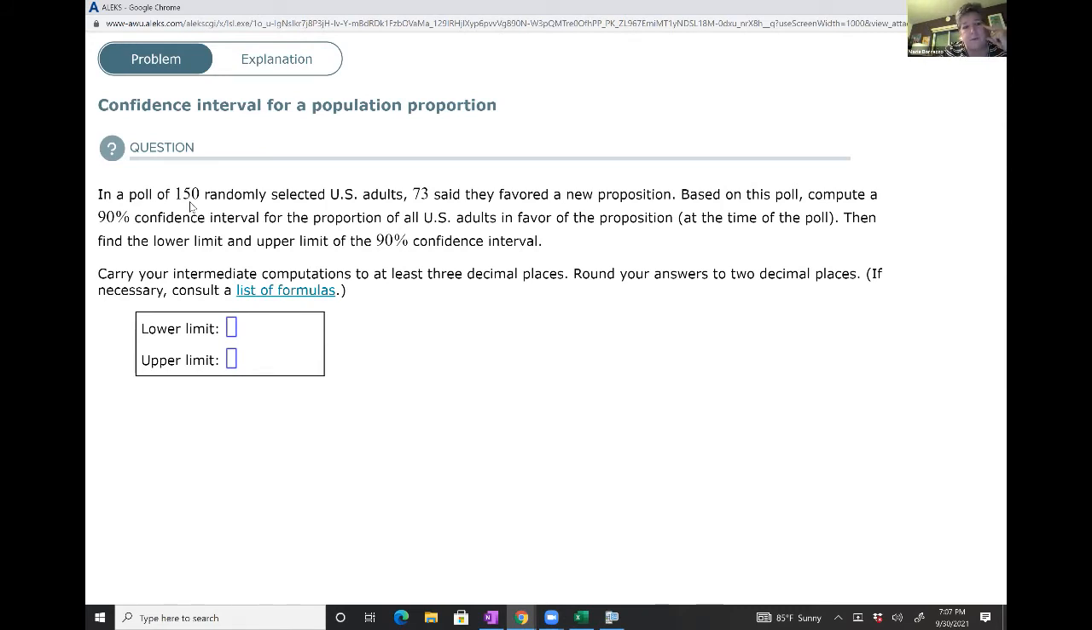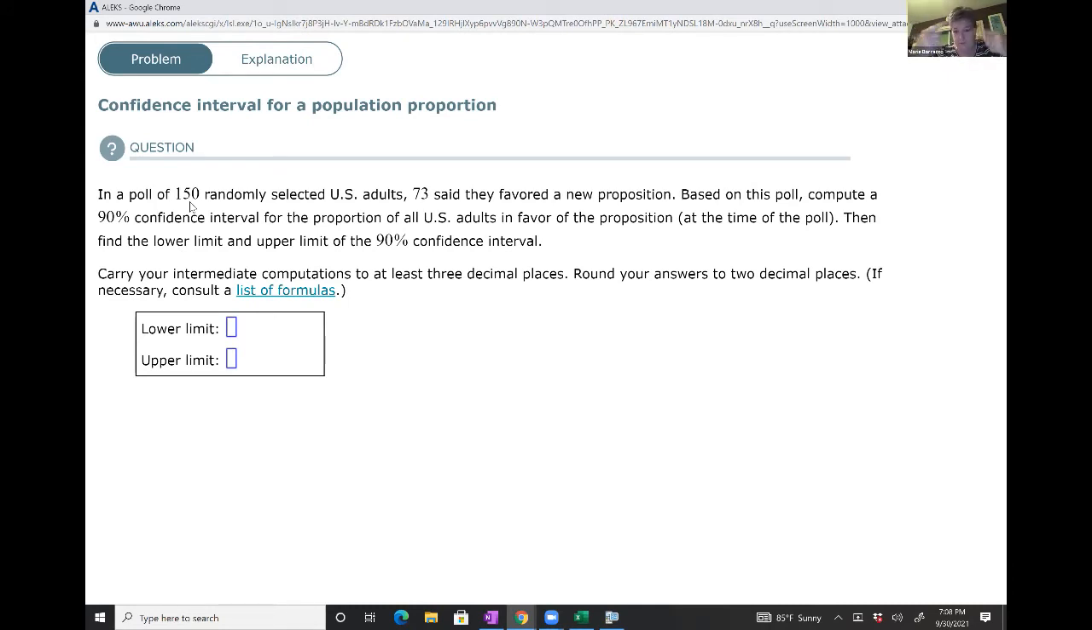So the p hat in this question is focusing on people that favored a new proposition. That means that q hat are people that did not favor that new proposition, which would be 77 over 150. Look, this is where I want you to pay attention, because sometimes they tend to flip it around on you and you think you're answering it correctly, but you're not. But this one is straightforward. It says, based on this poll, compute a 90% confidence interval for the proportion of all US adults in favor of the proposition. So we're fine, we're golden.